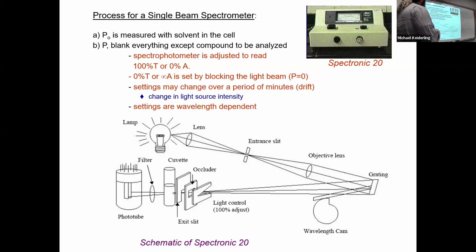And then things might drift over time, due to change in light source intensity, and the settings are wavelength dependent. Modern ones, it's all handled by computer. But you take a background and then you select a sample. So that's a single beam spectrometer. That's what the UV-Vis instruments that are closer to this side of the lab, the smaller ones, they're single beam.